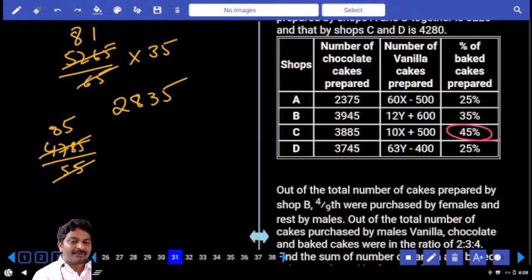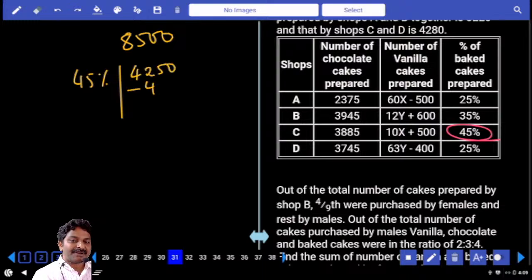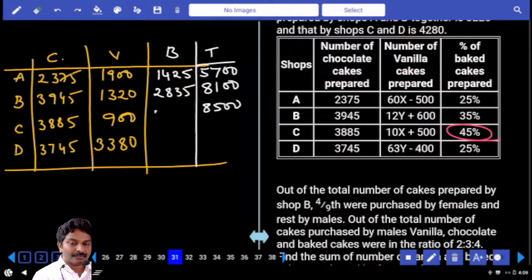8500. Now we need to get 45% into 45. Out of total 8500, we need to get 45%. 50% value is 4250. 5% is 425, so the answer is 3825.